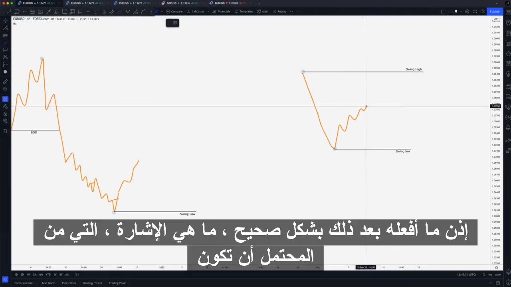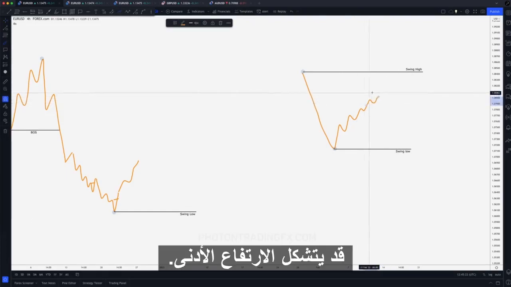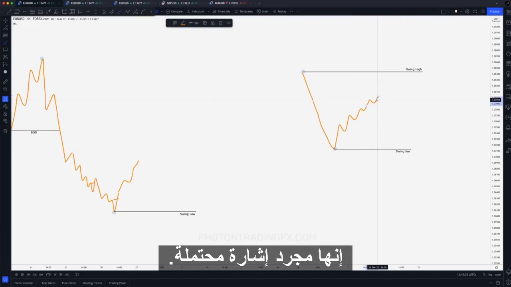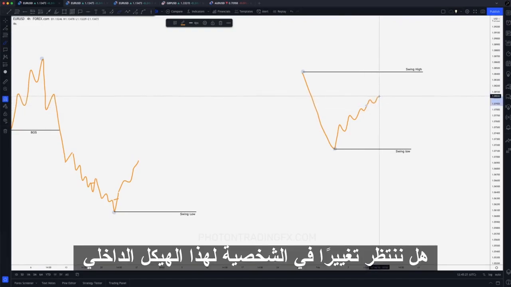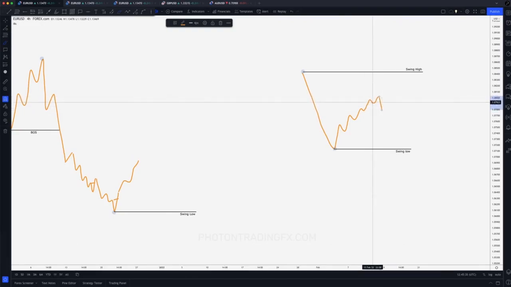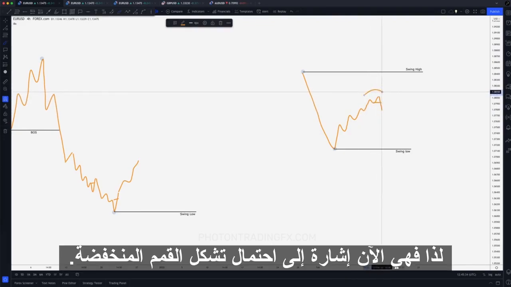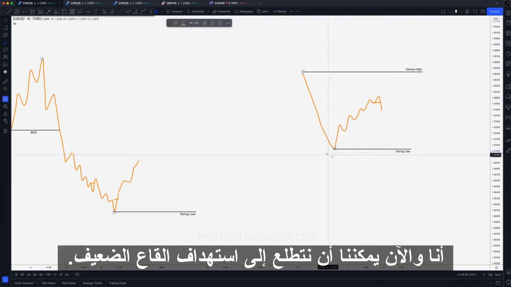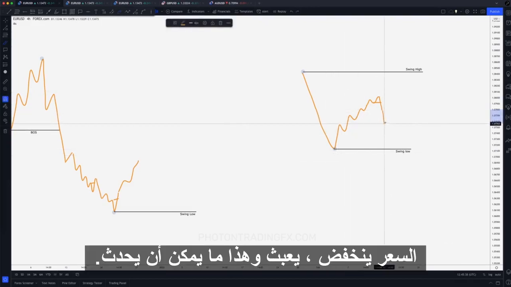So what I then do, to signal that potentially the lower high may be forming, it's just a potential signal, is we wait for this internal structure to have a change of character, to switch bearish. Okay, boom, we get that change of character. So now it's a signal that potentially the lower high is forming, right? And now we can look to target the weak low. Okay, so let's say price comes down, it messes around, and this is what can happen. It can be a little bit more complex.